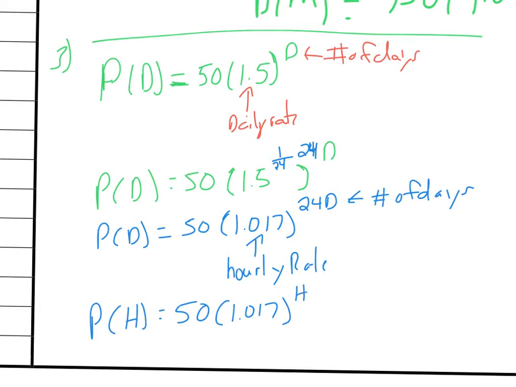And the reverse works as well. Let's say I wanted to take this exact equation right here and convert this equation to the daily rate. Well, I would then have to do 24 on the inside. So I'd put 24 here, and then 1/24 on the outside. Works the same way. All right, that's pretty much it.